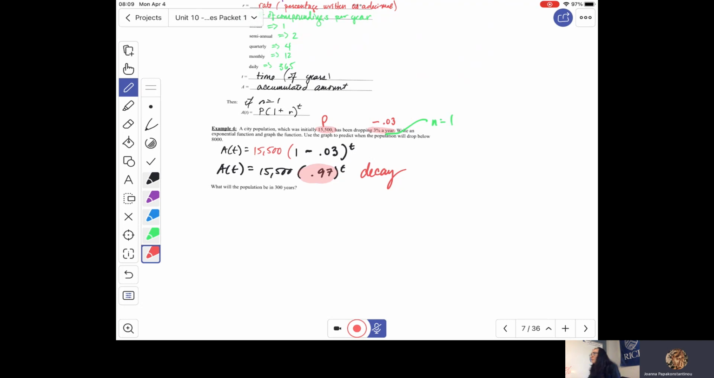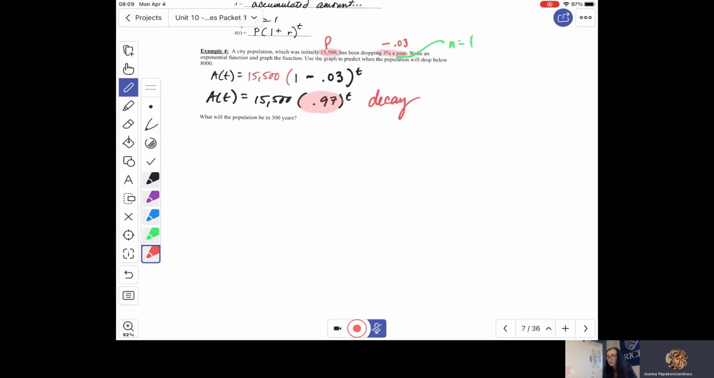So how am I going to figure that out? How am I going to figure out when the population drops below 8,000? What do I do with this formula? Where does that 8,000 go? At A of t. So I'm going to take this A of t and set it equal to 8,000. So I really want the population to be less than that, but let's see when it equals that.